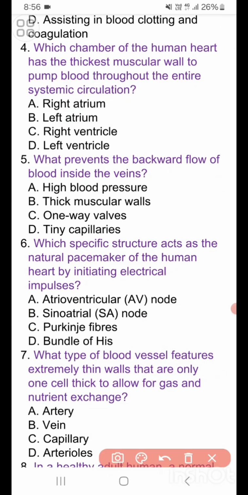Which chamber of the human heart has the thickest muscular wall to pump blood throughout the entire systemic circulation? Left ventricle. What prevents the backward flow of blood inside the veins? One-way valves. Which specific structure acts as the natural pacemaker of the human heart by initiating electrical impulses? Sinoatrial node, SA node.